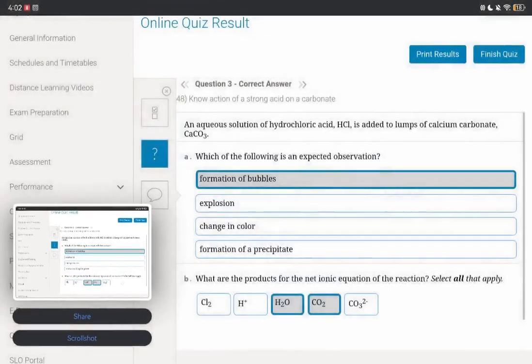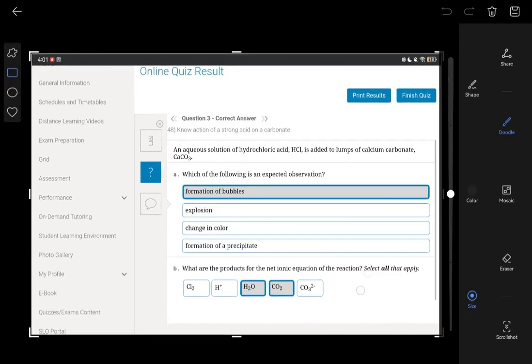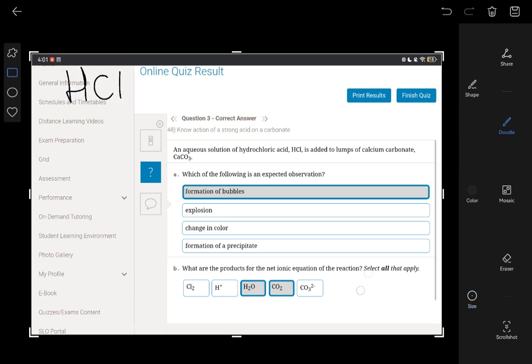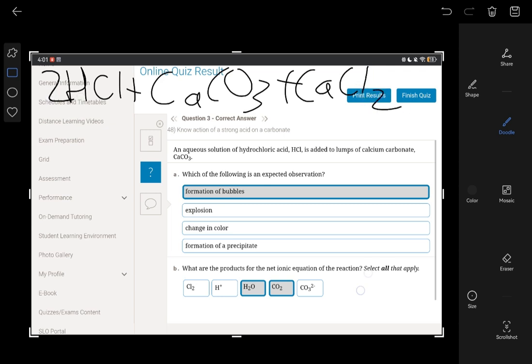Net ionic equation works like this. First, there's three types of equation. The main one is called the overall non-ionic. There's no ions, nothing. It's just the thing itself. So it becomes CaCl2. You have to add the 2 here, plus CO2 plus H2O. This is overall non-ionic.